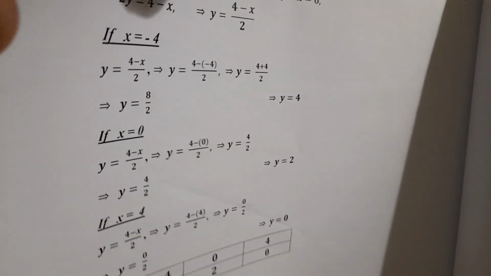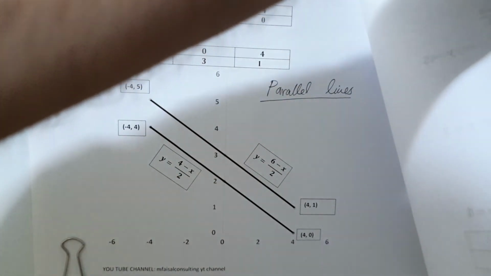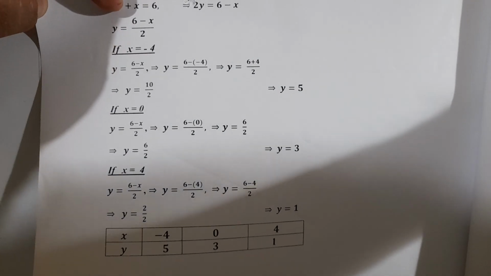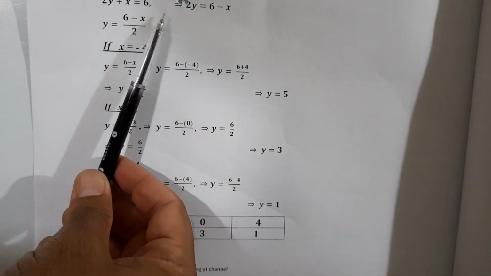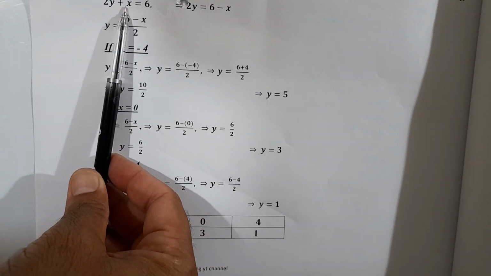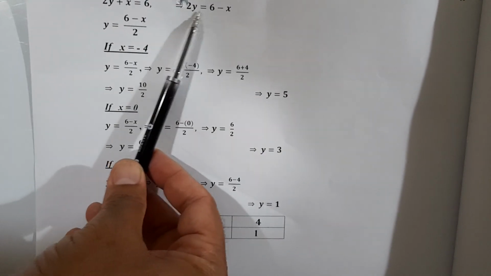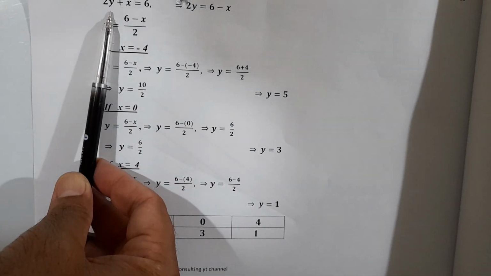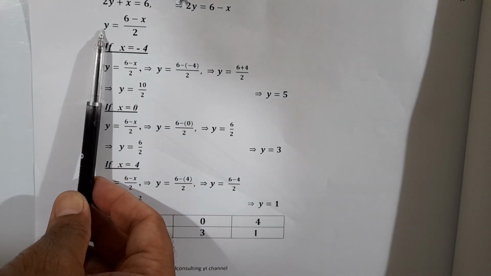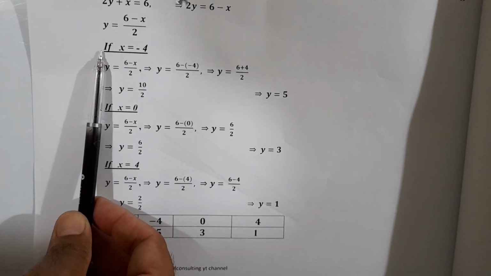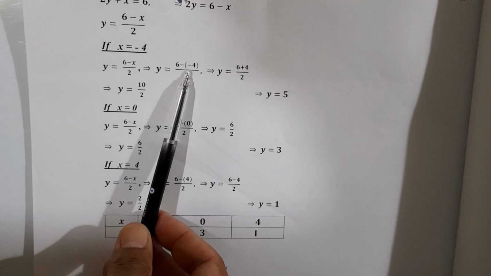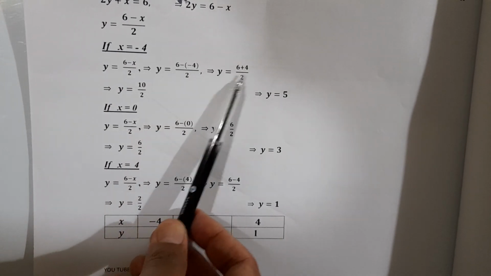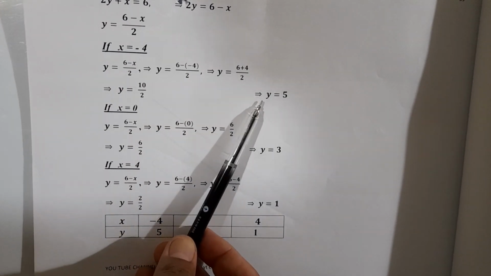Now moving on to the second equation of this question, that is 2y plus x is equal to 6. Now we'll be taking x to the right hand side of the equals sign. It will become 2y is equal to 6 minus x. And then we will be taking 2 into the denominator, so y is equal to 6 minus x divided by 2. So if the value of x is minus 4, put the value of x as minus 4. So 6 minus minus 4 is 6 plus 4, that is 10. 10 divided by 2, y is equal to 5.